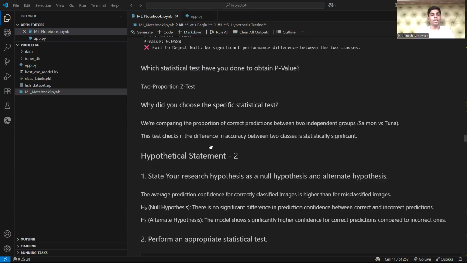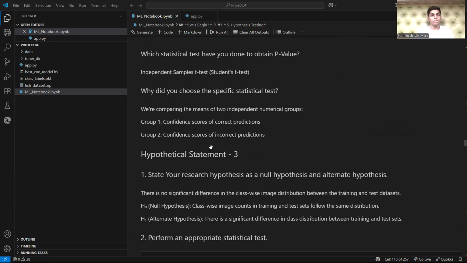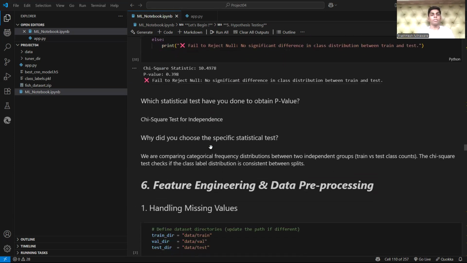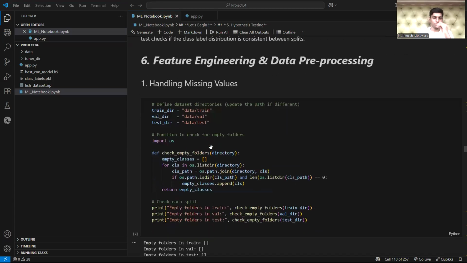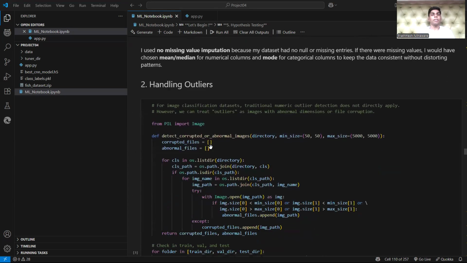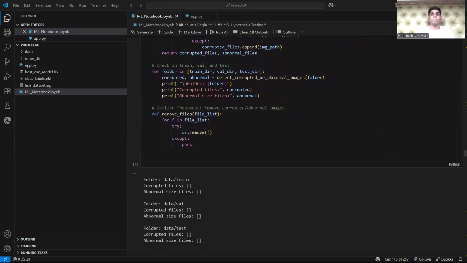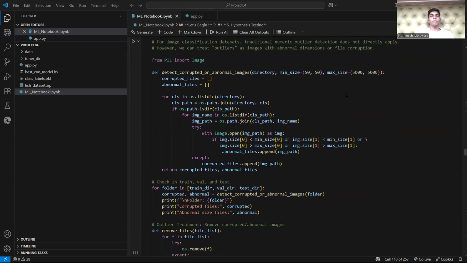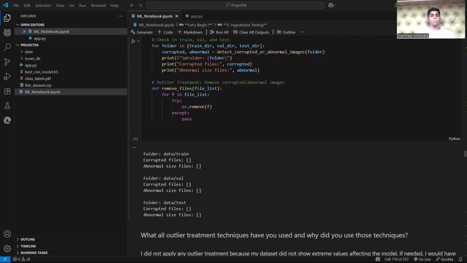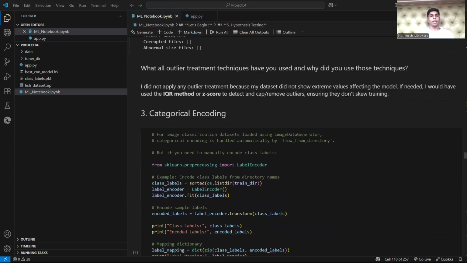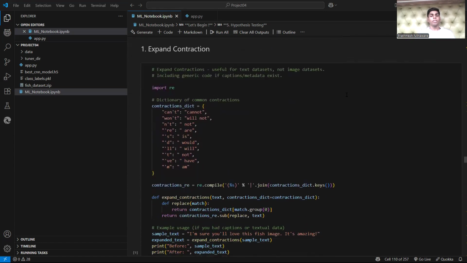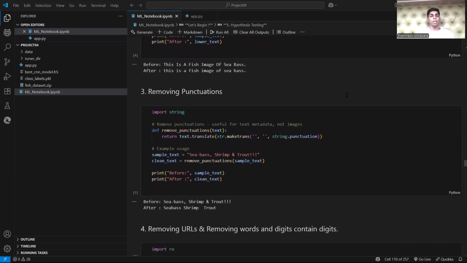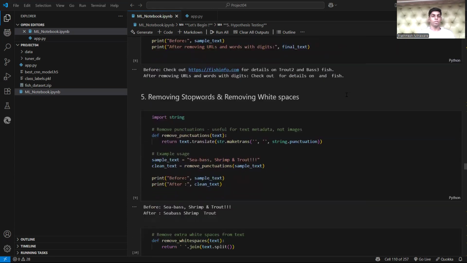For the first I used Z-test. For the second I used a sample t-test. The third one is chi-square test. Then handling mismatch, handling outliers. For an image classification dataset, traditional numerical outlier detection does not directly apply. Category encoding, textual data preprocessing, lowercasing, removing punctuation, removing URLs, etc.